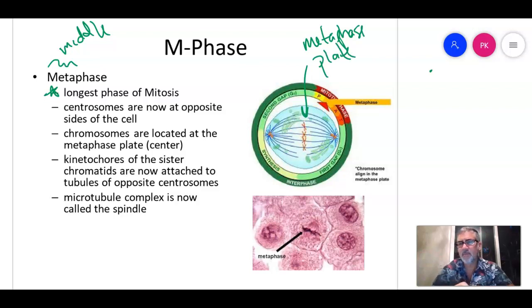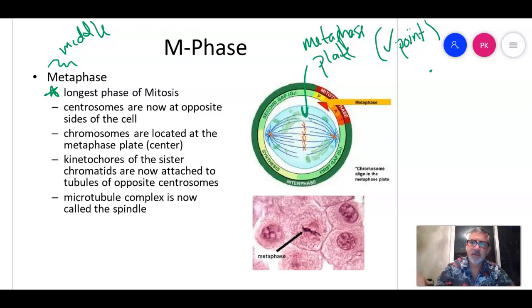Remember, this is where I'm going to have my checkpoint. So the metaphase plate is where my checkpoint is. The checkpoint is to make sure that all the DNA is lined up. Chromosomes are now on the metaphase plate. The kinetochore of sister chromosomes now have 2 spindle fibers attached to them, a spindle fiber from each side. And then the microtubule complex is now called a spindle.